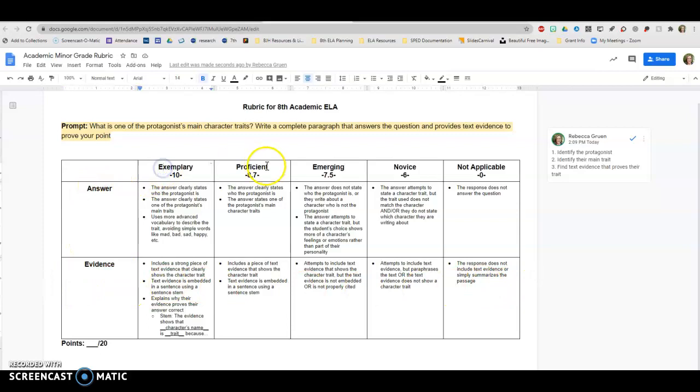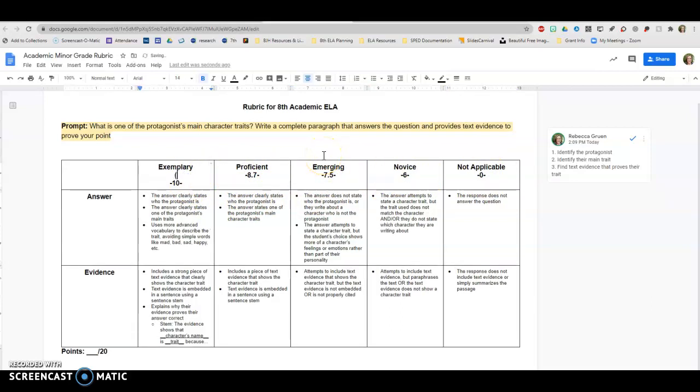At the top, we have different labels: exemplary, proficient, emerging, novice, and not applicable. Exemplary, think of this as perfection. You can't do any better. Honestly, at this point, why are you even in 8th grade anymore? Go to high school already. Proficient is what we call on level.